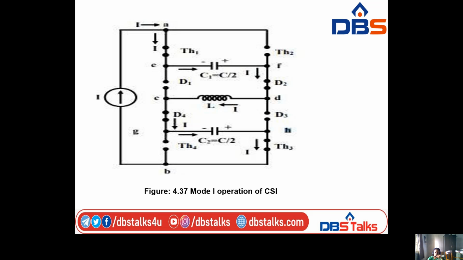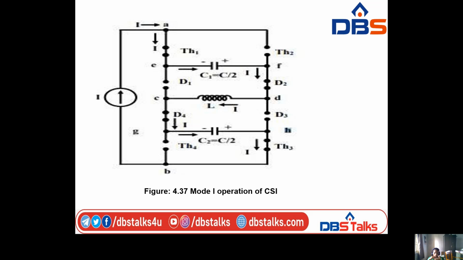Then the current flows from TH2 to D2, D2 to the load, and from the load to D4, then to thyristor TH4 and the source. This is mode 1 operation. The current flow will be like this: TH2 to D2, load, TH4 and source.